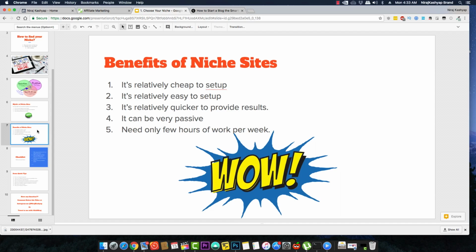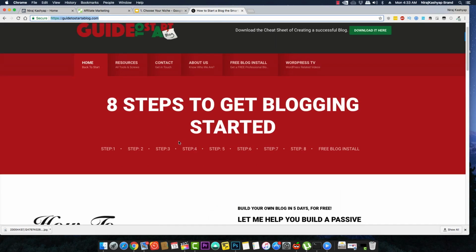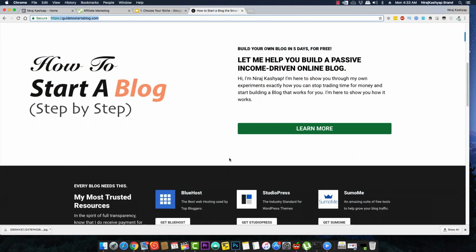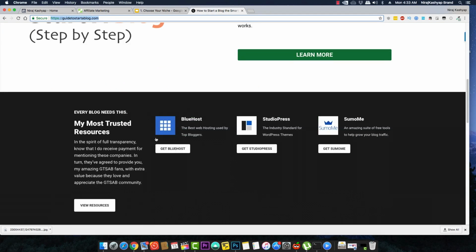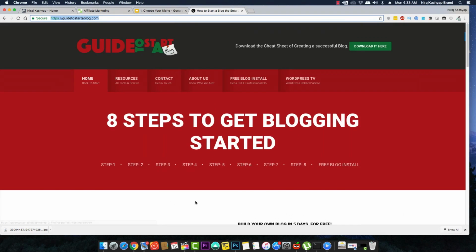If you don't know how to do this, you can just go to guidetostartablog.com. That's a website where I have featured everything that you need to get started, from getting your own hosting to getting your own WordPress theme, and the tools that you need to capture the leads for your website, and also where to get the domains and resources and everything that you need to run a complete website.